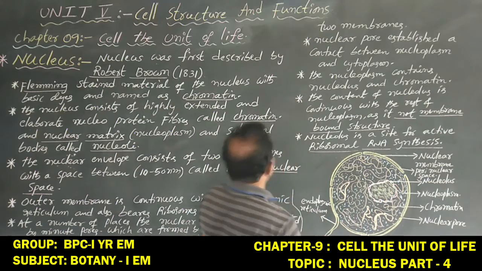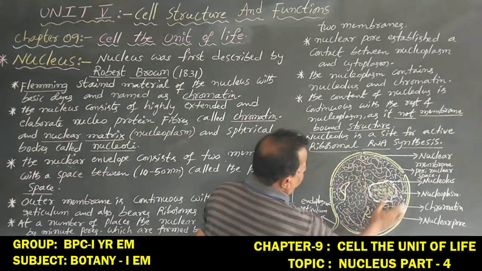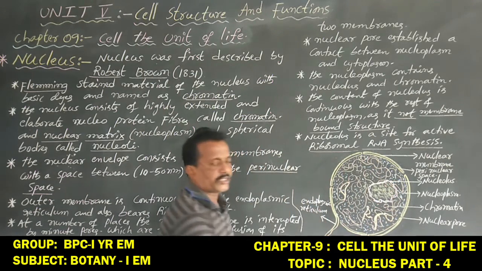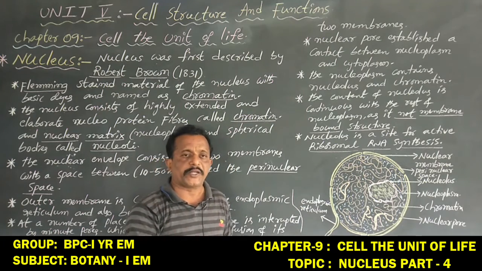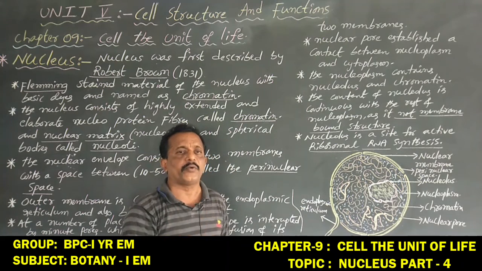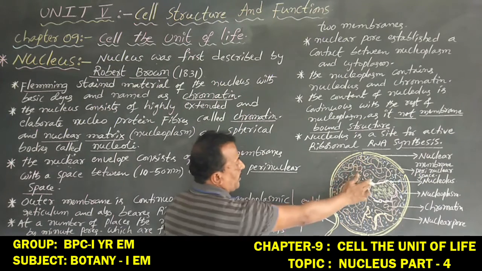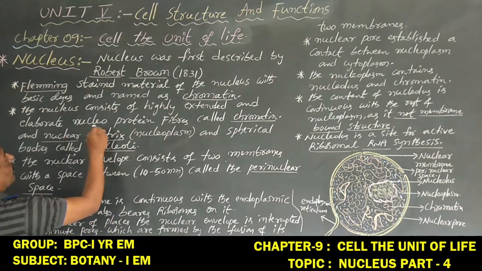The nucleus has highly extended and elaborate nucleoprotein fibers, that is called chromatin. So this chromatin after some time forms short condensed chromosomes.